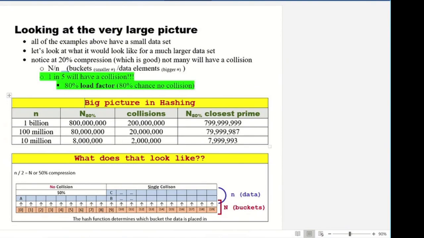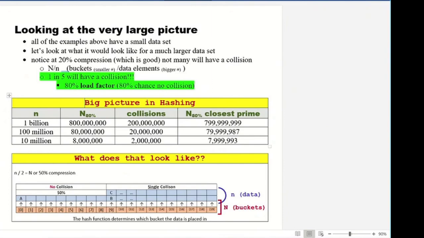So if you look at the example which I have here, and by the way, this is the funny part, in the examples that I'm giving you right now, it has a very low load factor, which means there's very few collisions. In real life, if you can believe this, a 20% compression, which is just 1 in 5, is actually considered outstanding.